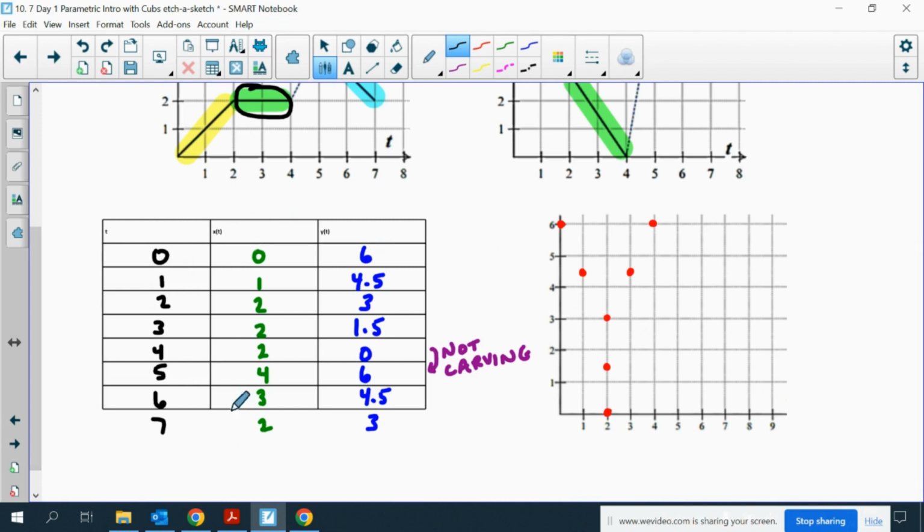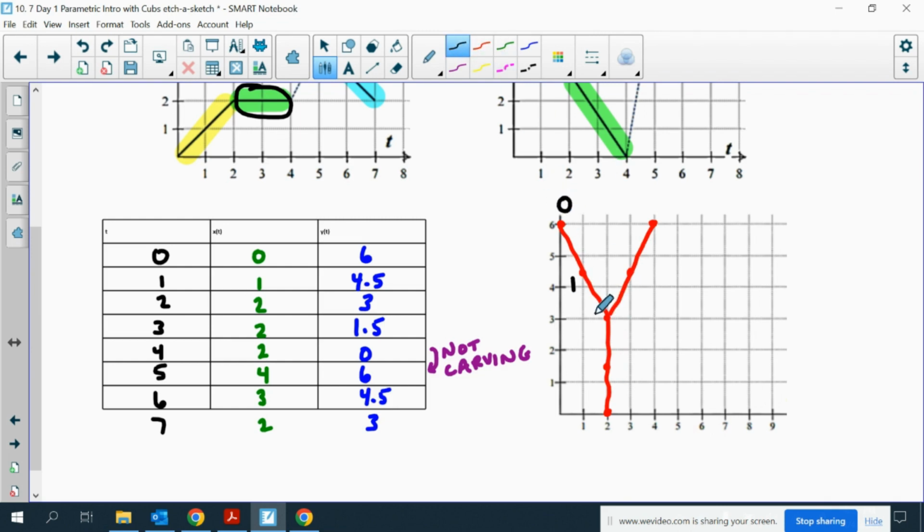And if I plot all of my XY coordinates, this is what's happening. So I move right and down, straight down. Then for 1 second, it moves up here without carving. And then it goes down again.